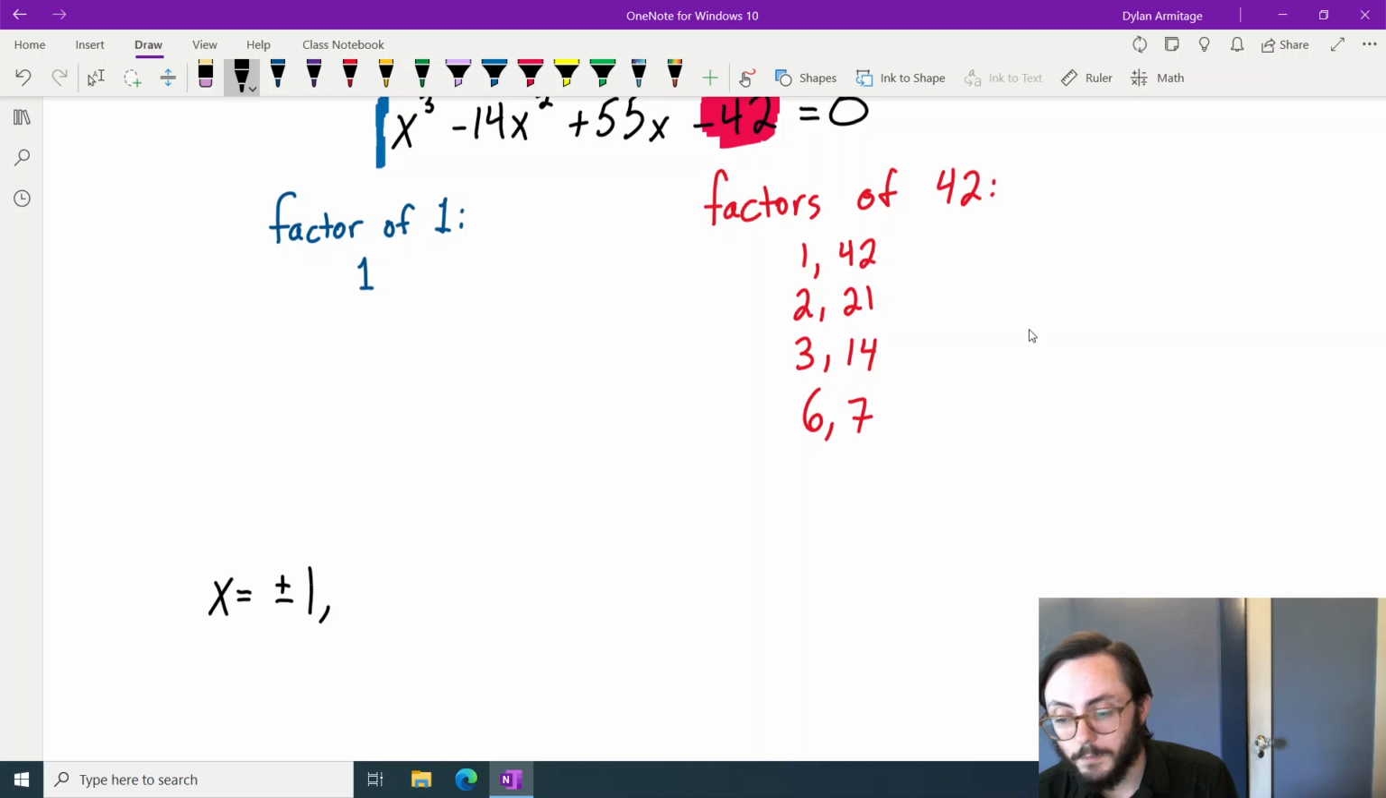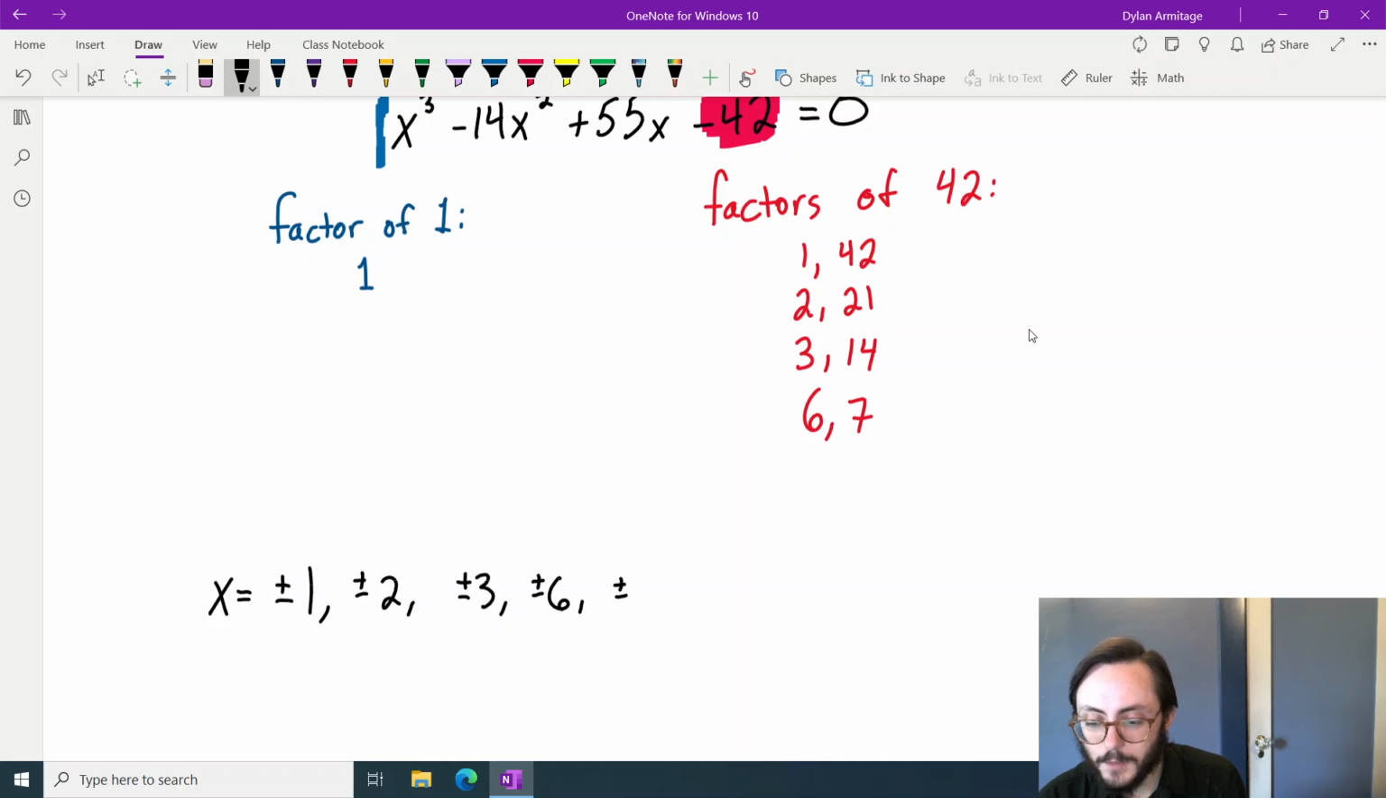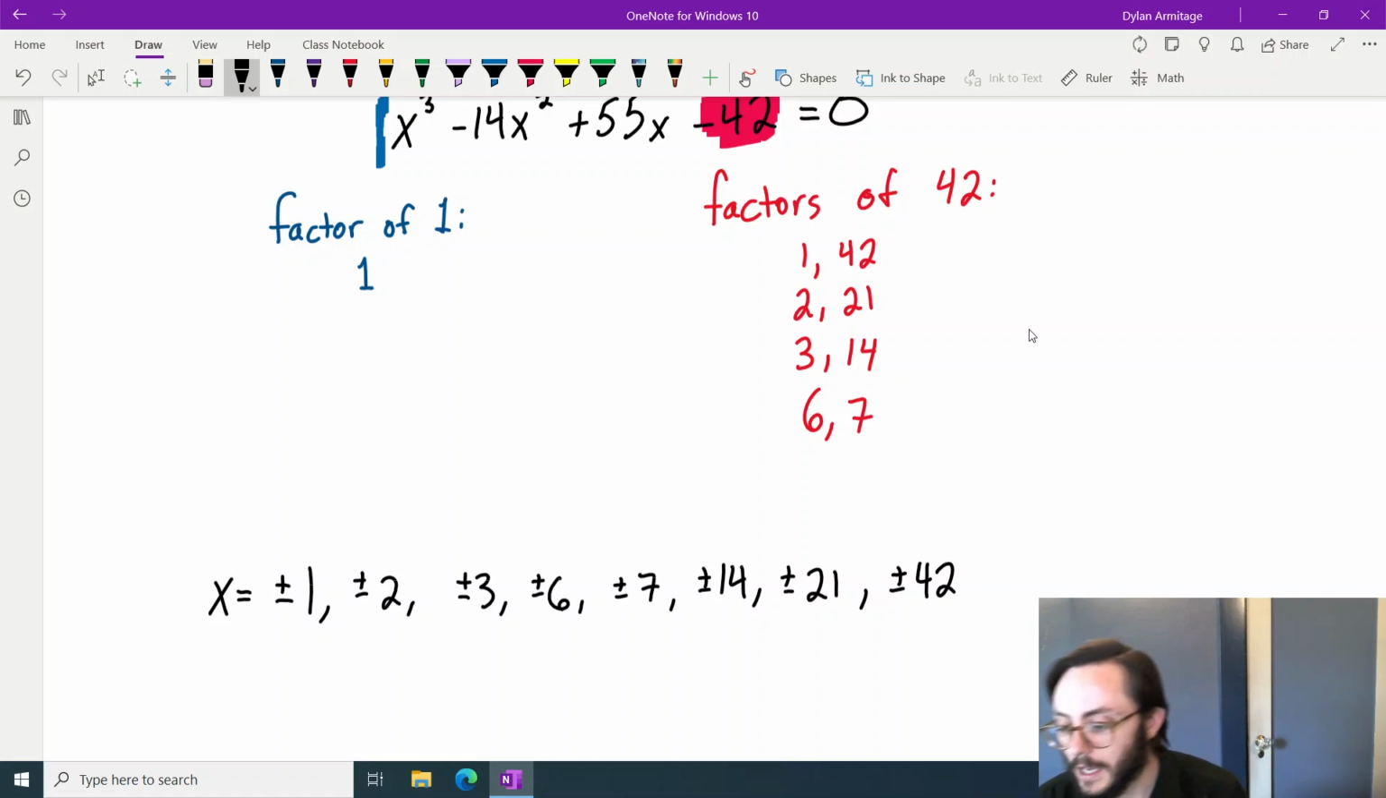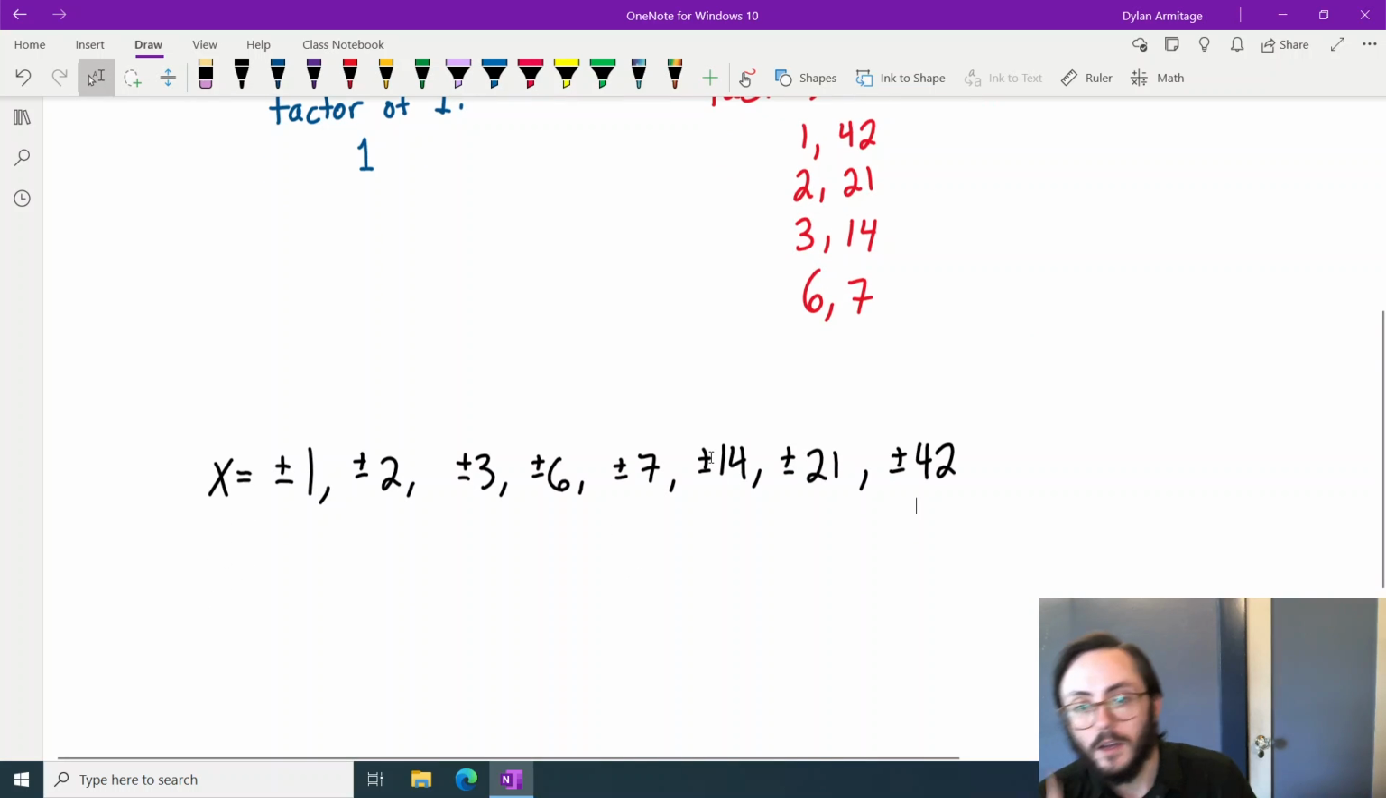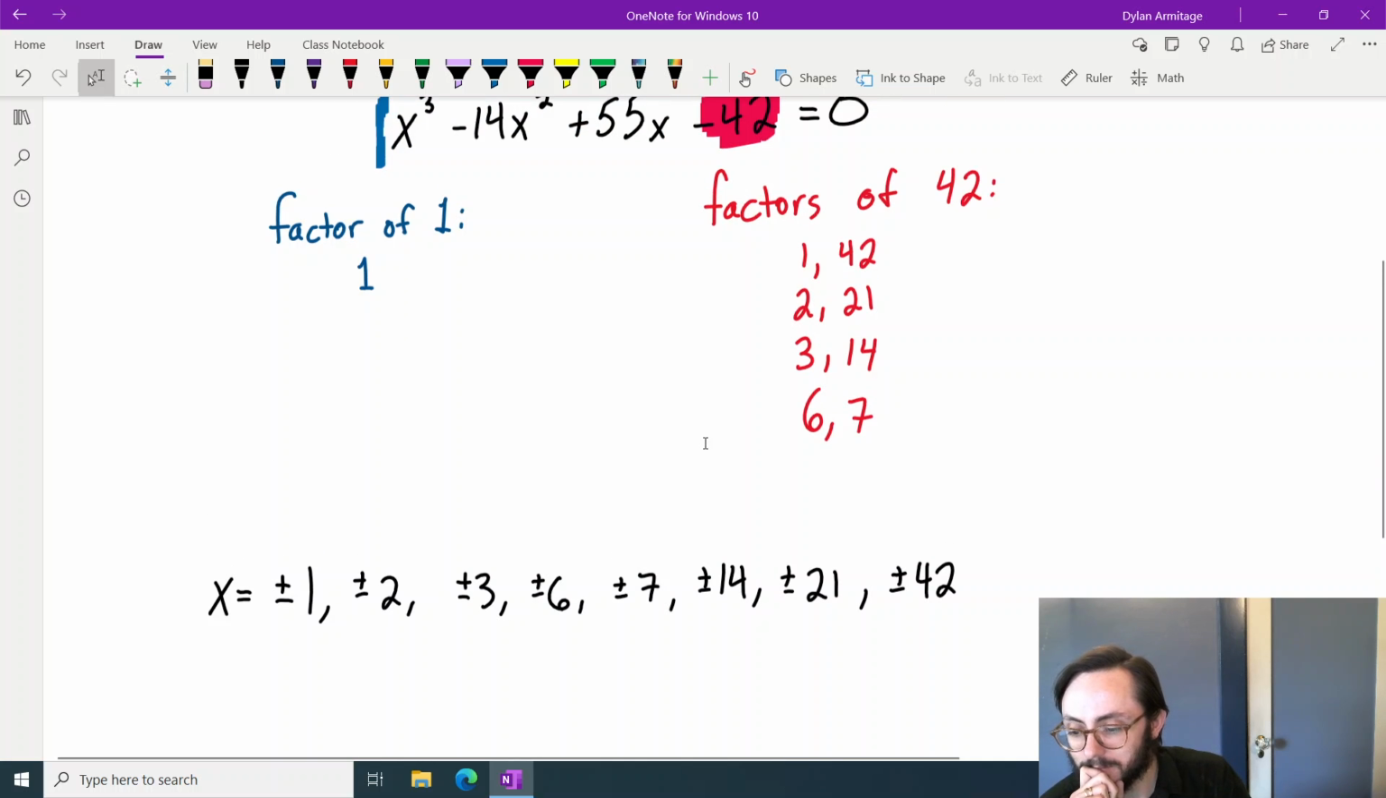All of the real solutions will be in this list of plus or minus 1, plus or minus 2, plus or minus 3, plus or minus 6, plus or minus 7, plus or minus 14, plus or minus 21, plus or minus 42. Man, I hope that we get a solution before we hit 42. Well, let's go ahead and try it out.